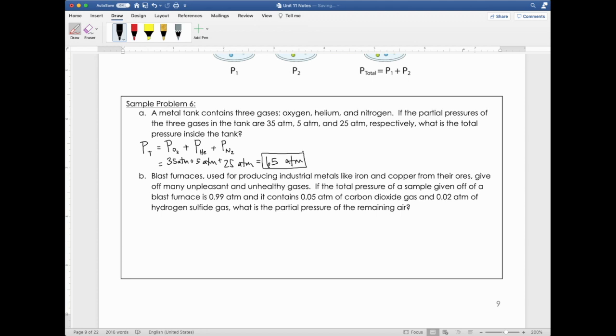Why don't you try sample problem B? This one you actually have to solve for one of the partial pressures, and you're given the total. So go ahead and try this one. And there's your answer for this one. You were solving for one of the variables on the right-hand side of the equation, and you were given the total pressure. The total pressure is 0.99 atmospheres, and you have the partial pressure of CO2 and the partial pressure of hydrogen sulfide. You wanted to know the pressure of the remaining air in that system, and your answer is 0.92.